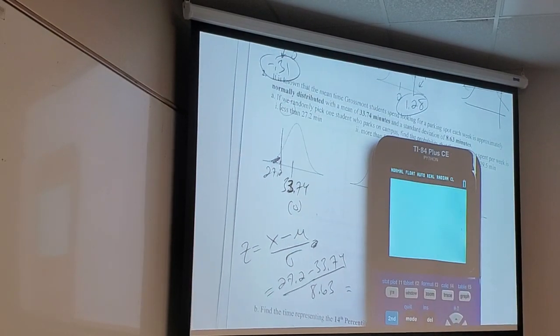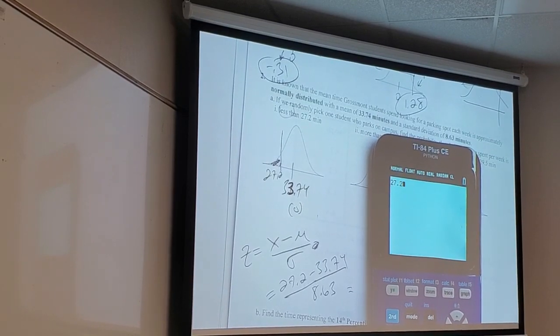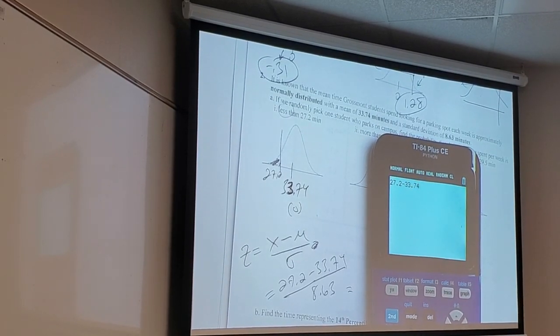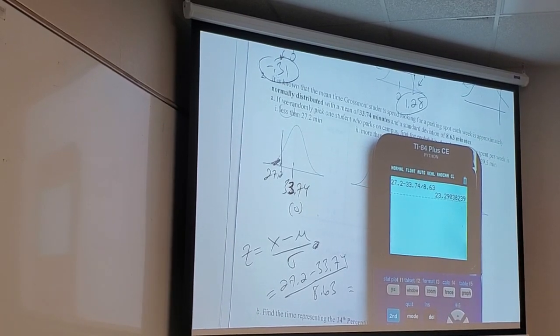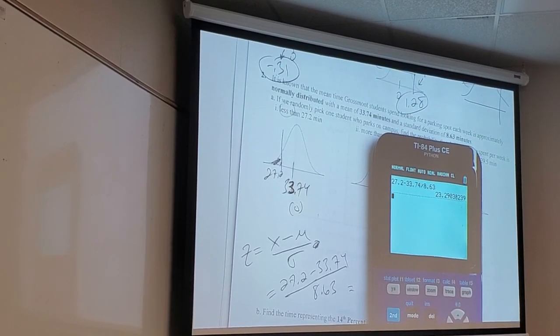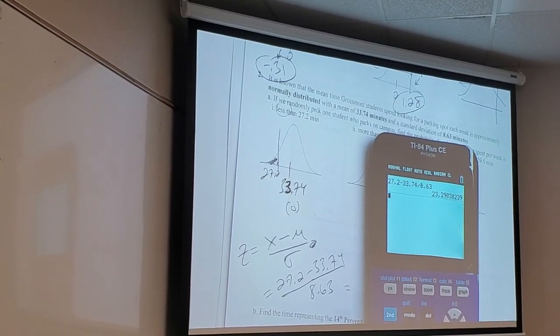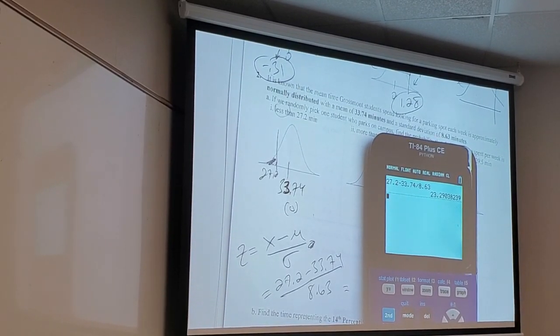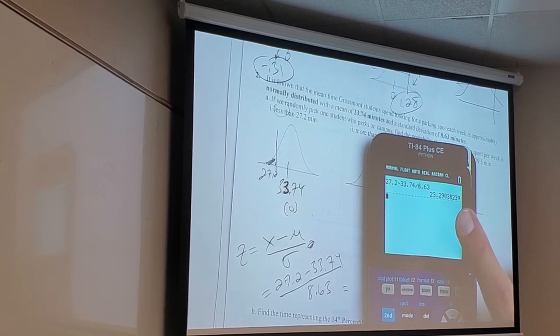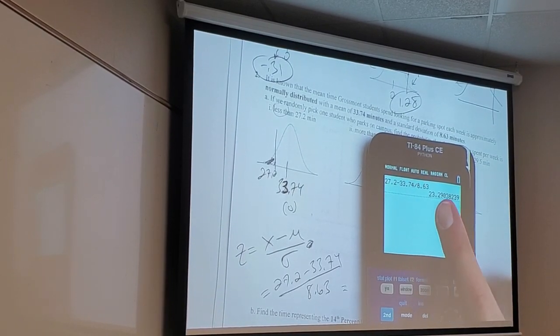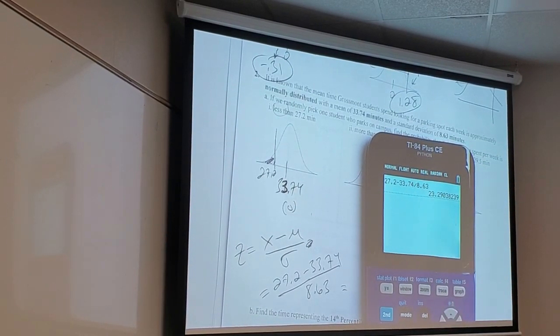One big mistake I see people make is they'll do this. I'm going to make a mistake. Okay, right now I am currently making a mistake. I have made a mistake. So somebody will give me that z-score and they'll say, I don't know what to do with that. And I don't blame you. What mistake did I make? What did I divide by 8.63? I only divided 33.74, but isn't that supposed to divide the whole thing?